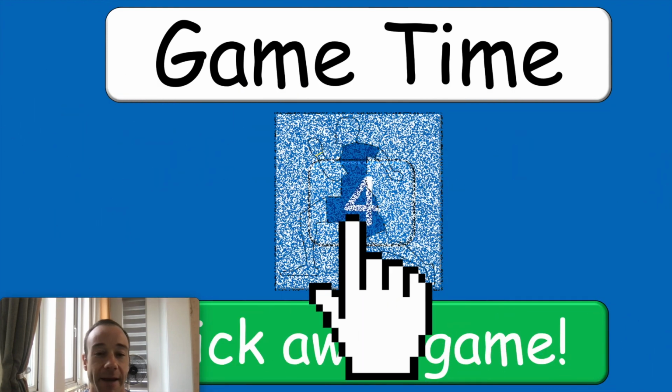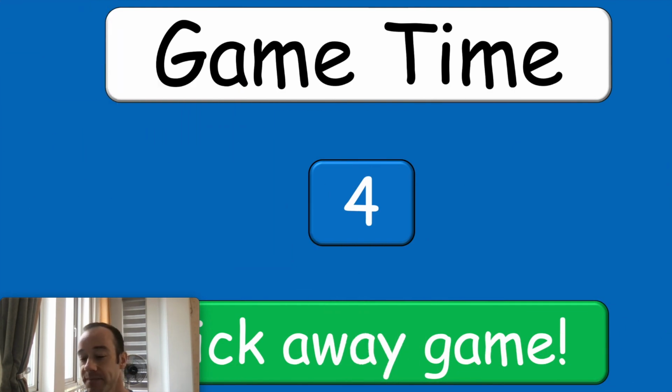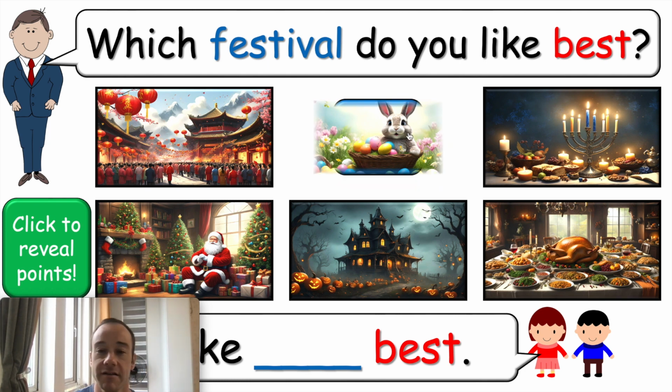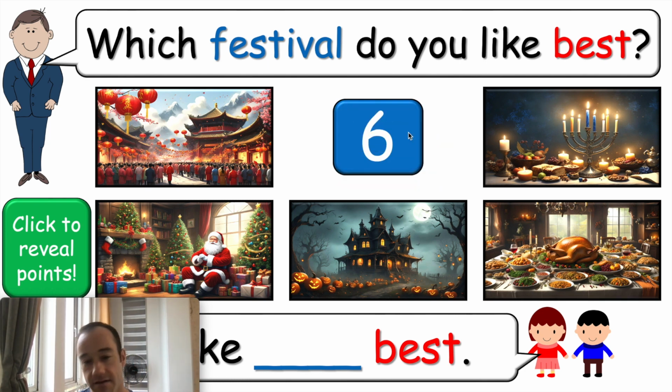Okay, it's a click away game. I love the click away game. It's very easy and very fun, and again, the kids are very interested in it. So call on one student from one of the teams, have them stand up, and their whole team, or the whole class, will ask them, which festival do you like best? Okay, and they'll say, I like Easter best. Okay, click on Easter. Good, 6 points, yeah, okay.